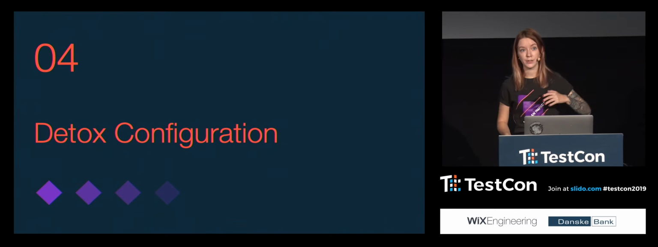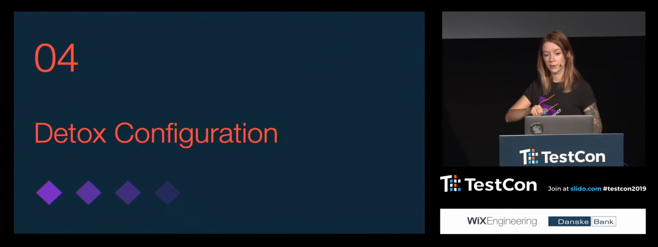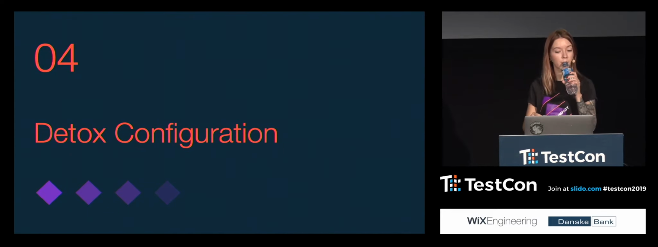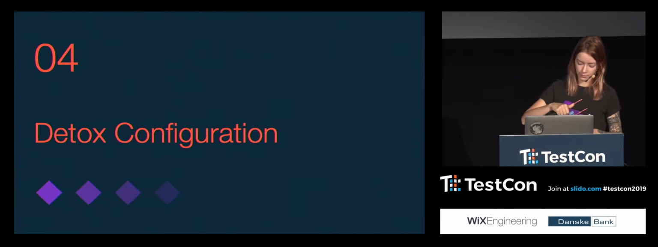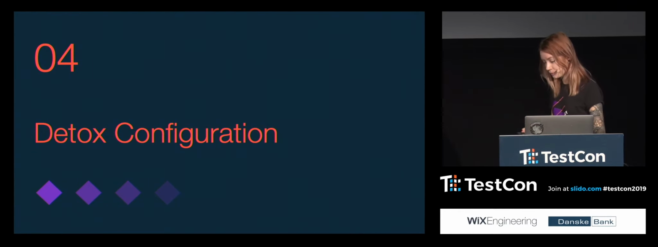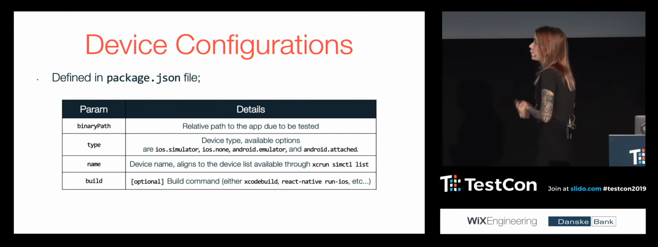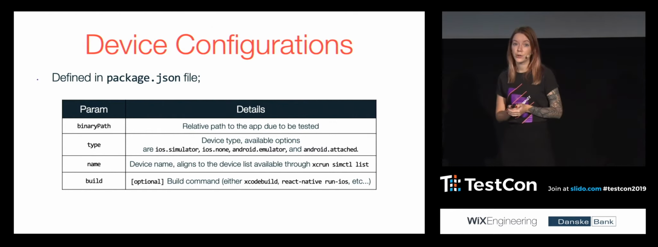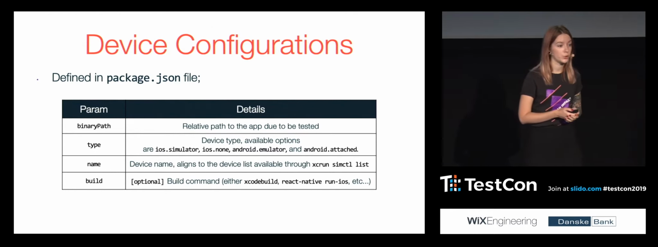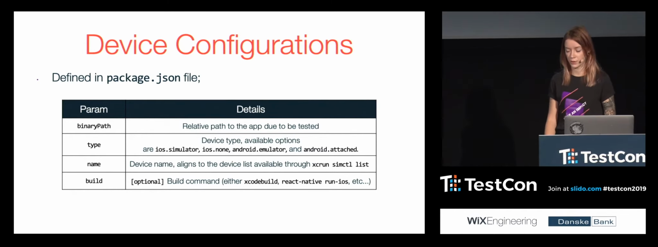Let's dig deeper into Detox technical details, starting with configuration now. So here you can see what can be defined for configurations. Configurations themselves are defined in the package.json file, and you can define as many of them as you want, because you might want a large number of different devices running your tests.